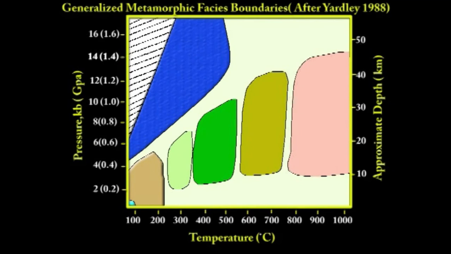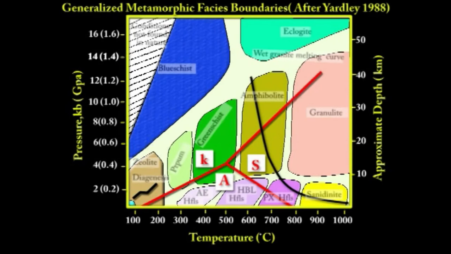around 8 kilobar. Thus, it is concluded that in the amphibolite facies, metamorphism takes place at 550 to 750 degree centigrade at pressure between 4 to 8 kilobar.